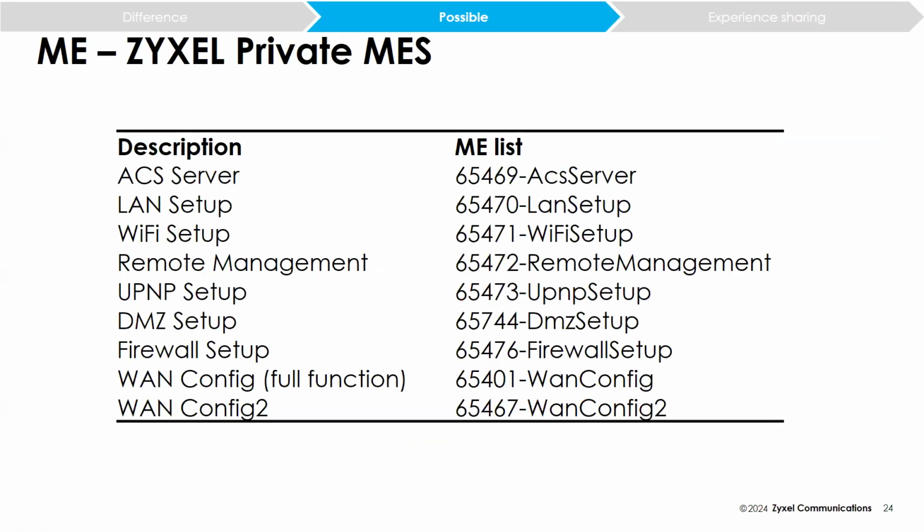Okay, and this is a list of our Zycamp-made private NEs for your reference. As you can see, we currently have 9 private NEs like this, and most of them are used for setting the WAN configuration and the firewall configuration of our ONT devices.